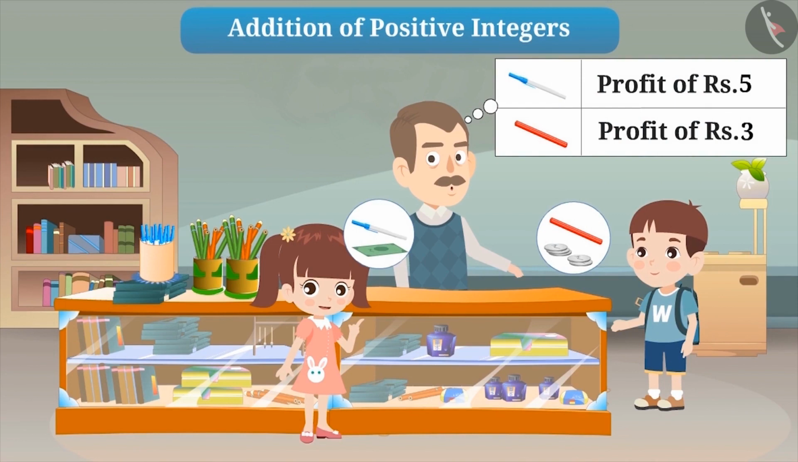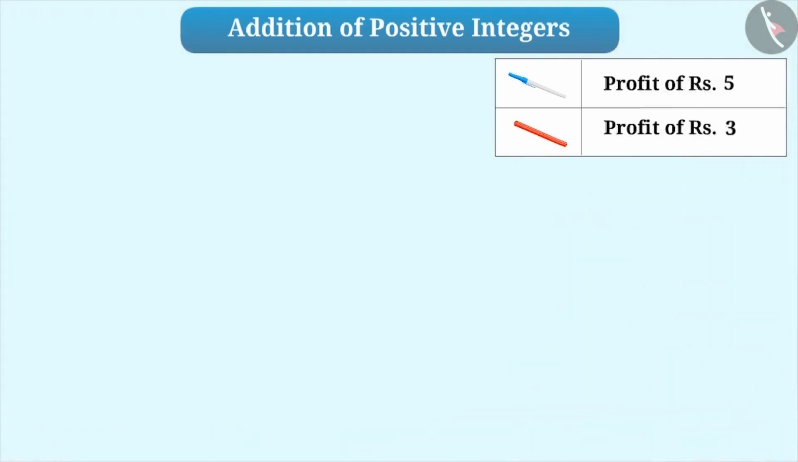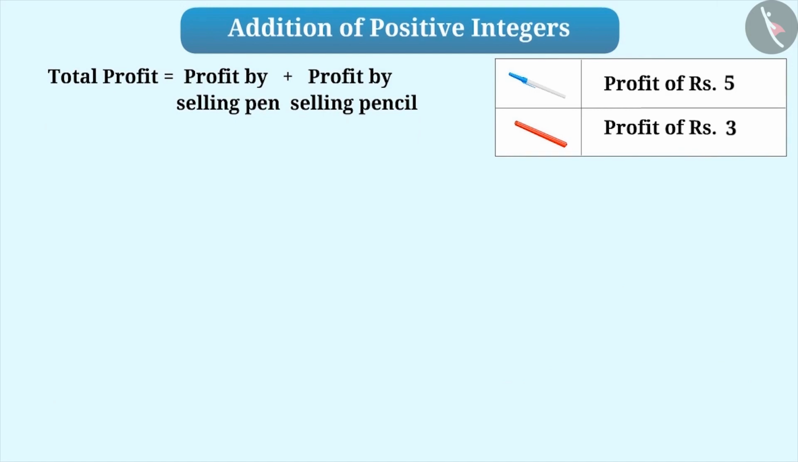Let's start with the addition of positive integers. Let us suppose a shopkeeper sold a pen and a pencil. He got a profit of rupees 5 on selling a pen and a profit of rupees 3 on selling a pencil. If we have to find the total profit, then we have to add the individual profits. We have learned from the earlier videos of integers that profit of rupees 5 is expressed as plus 5. Similarly, profit of rupees 3 is expressed as plus 3.